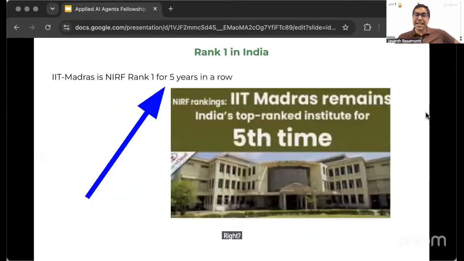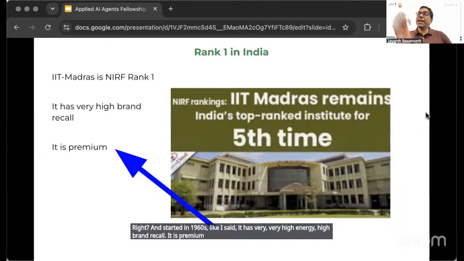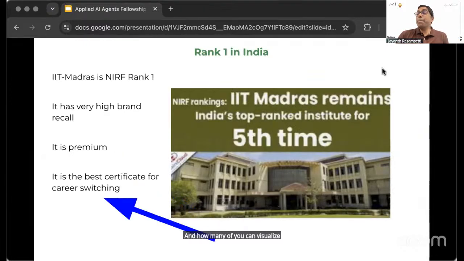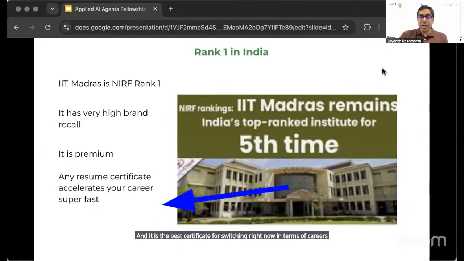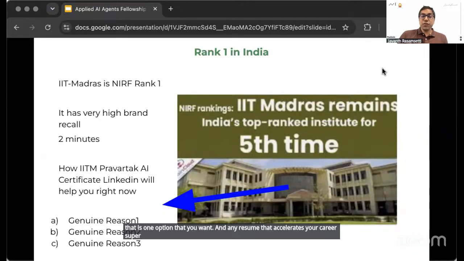And started in 1960s, like I said. It has very, very high energy, high brand recall. It is premium. So type P if you agree you want that premium certificate for yourself. Yes. And how many of you can visualize? And it is the best certificate for switching right now in terms of careers, if that is one option that you want. And any resume that accelerates your career super fast is going to be very, very useful. And now it has also very, very high brand recall.